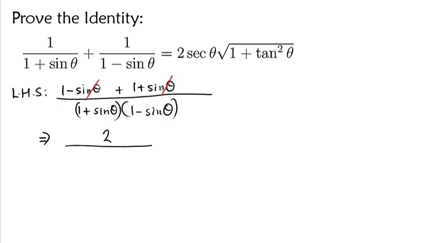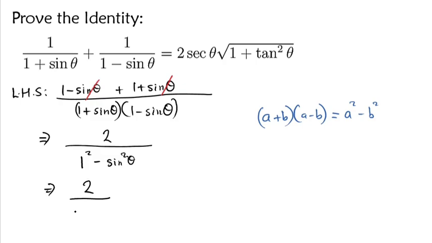In the denominator, I'm going to use the difference of two squares. Remember, a plus b and a minus b gives us a squared minus b squared. So the first part squared, second part squared. The first part is 1, so 1 squared minus sine squared. That's what we're saying. So this is simply 2 divided by 1 minus sine squared theta.